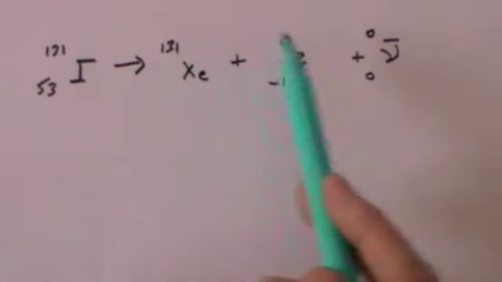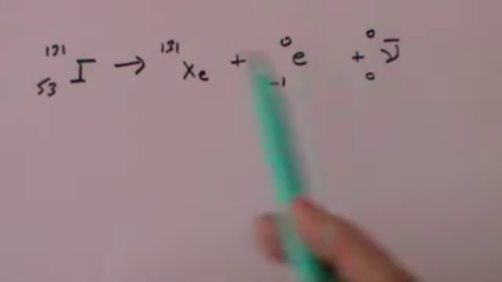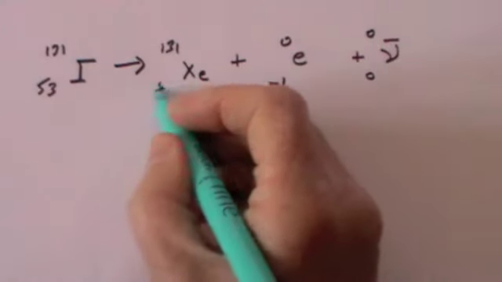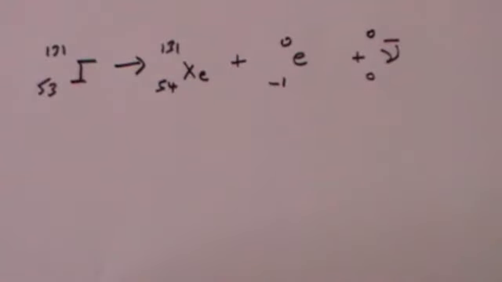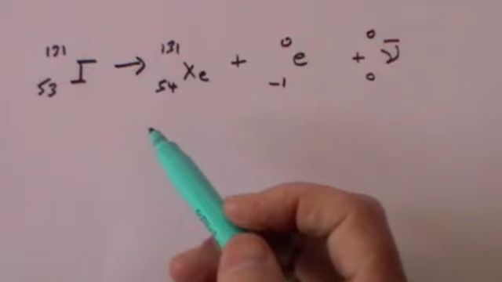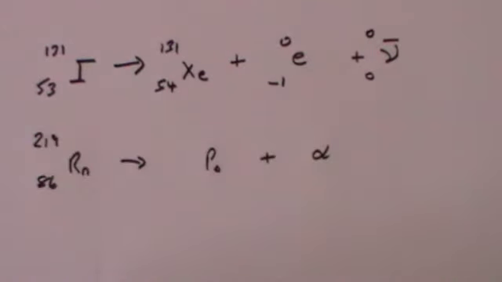We've got 131 on each side, so that's okay. And now we've got 53 has got to be equal to 54 minus 1. And so the correct value for xenon is 54. Xenon has 54 protons. The second equation we have to do is we've got radon decaying to polonium plus an alpha particle. And you can see unhelpfully they haven't given us any numbers at all here, but we do know that radon has 219 nucleons and 86 protons.